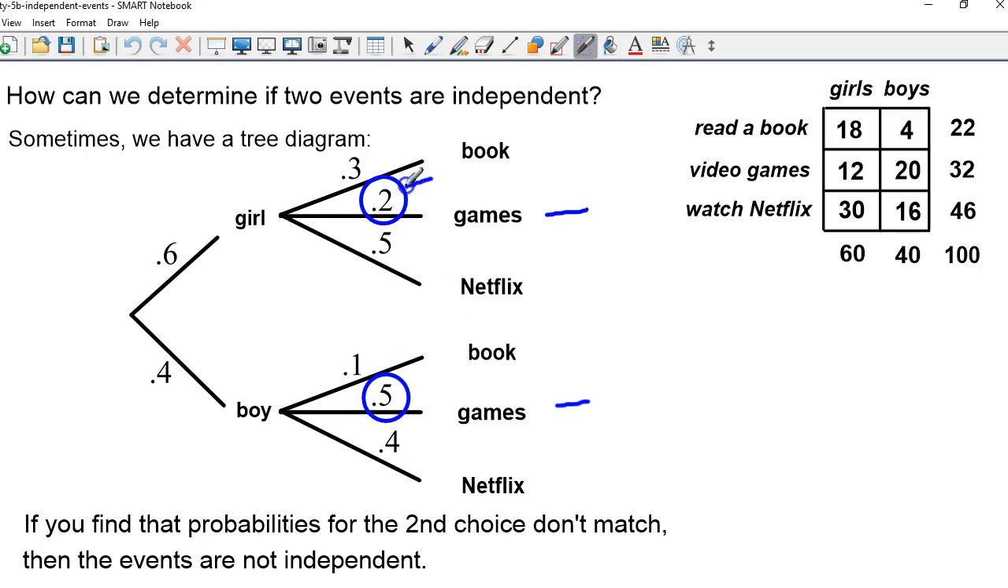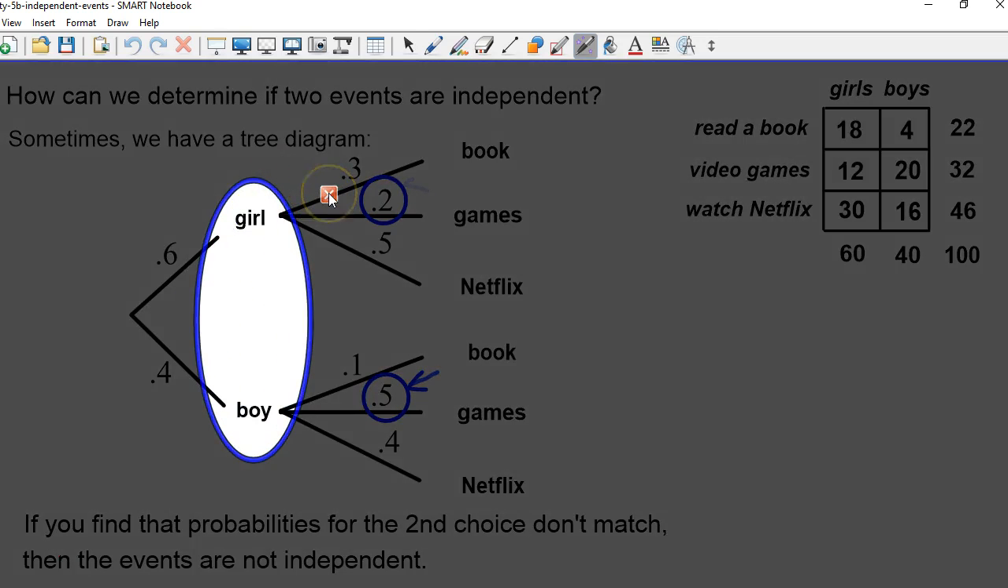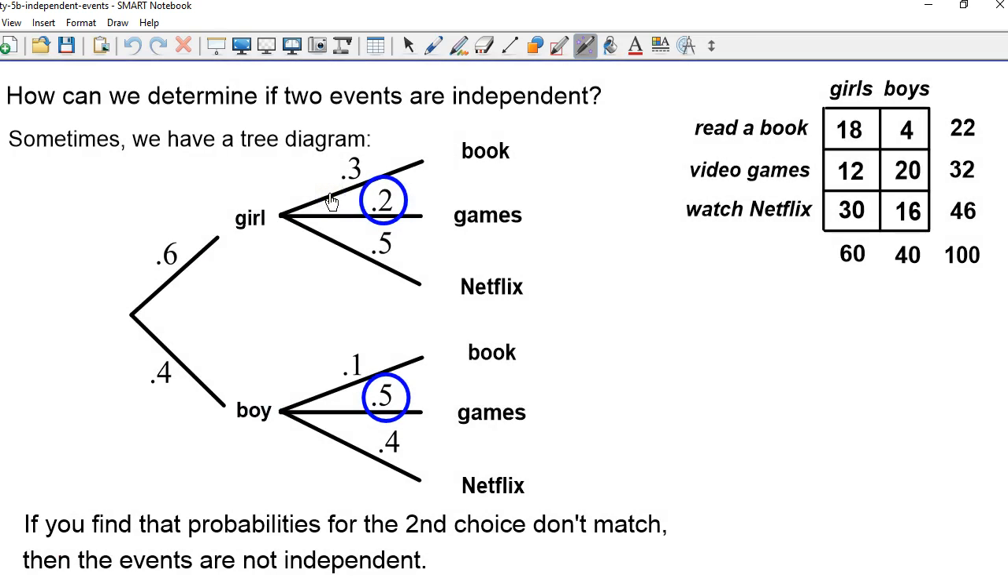If the probability here is 20% and the probability here is 50%, that means the probability is changing depending upon what choice was made earlier in the tree, right? And that means that games are dependent upon gender, because we have a different probability depending on which gender I choose, right? So whenever you see probabilities that vary across the different choices in the second column of a tree, that's another way to indicate that we have events that are not independent.